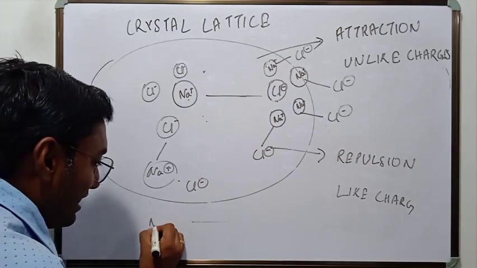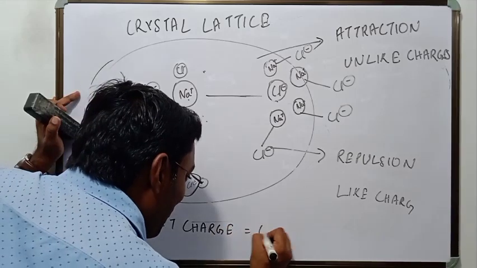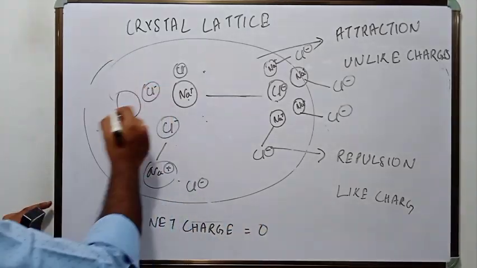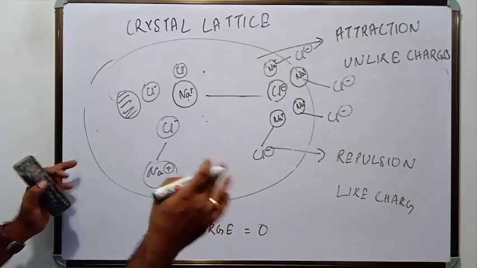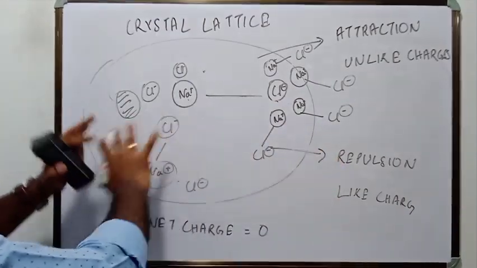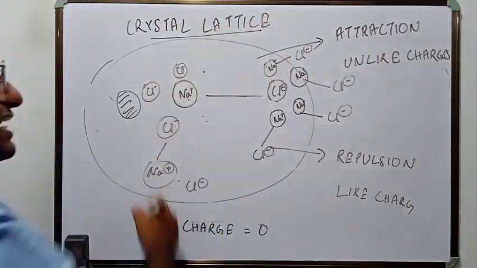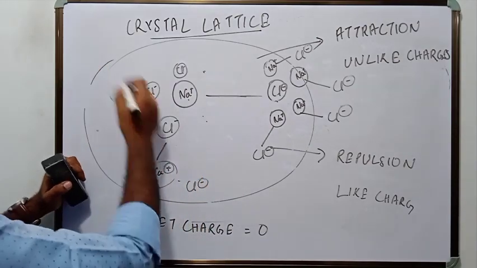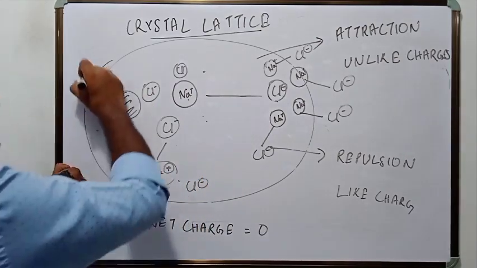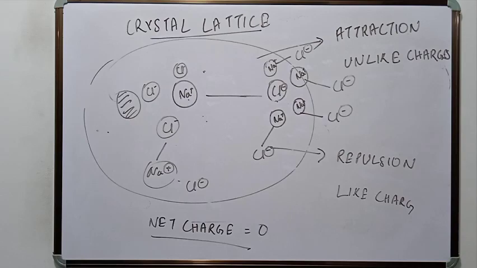Therefore, the net charge of the crystal lattice is how much? 0. If you take a single point, if you cut a piece from here, will there be any charge? No. Correct? Because everything becomes neutral. They are of course held by a strong electrostatic force of attraction. It's very difficult to break the crystal lattice. But if you take a section, or a single point, or the crystal lattice as a whole, the net charge is nothing but 0. Yes, charges exist, but the net charge is actually 0.